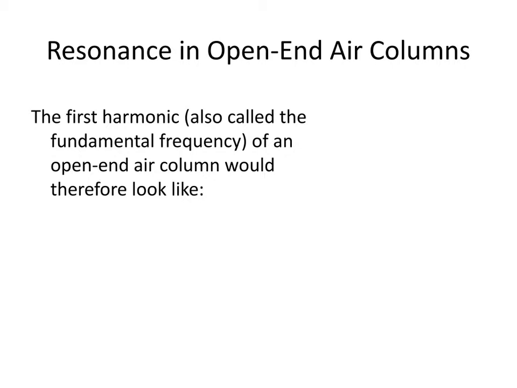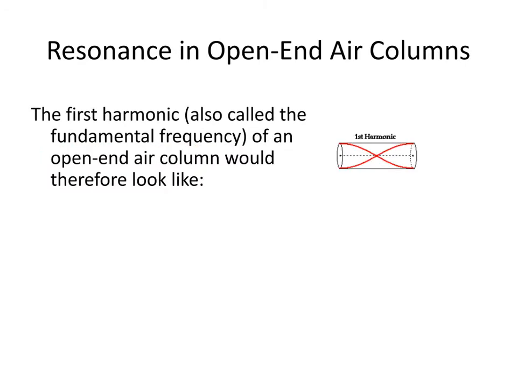So then what would the first harmonic be like? Again, that's also called the fundamental frequency. When the air column is vibrating or oscillating in the first harmonic, it's vibrating at the fundamental frequency. So for an open-end air column, let's have a look. It would look something like this. Notice that because the air column is open at both ends, the air can oscillate freely at both ends, and so we have antinodes like this, rather than having nodes like we saw with the guitar string.